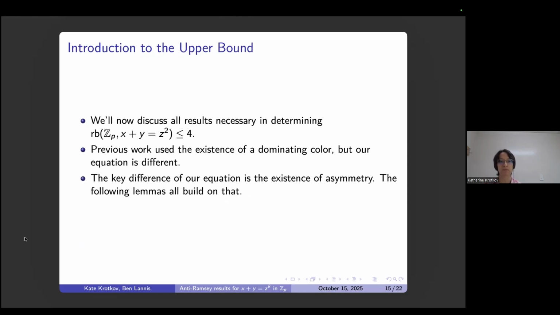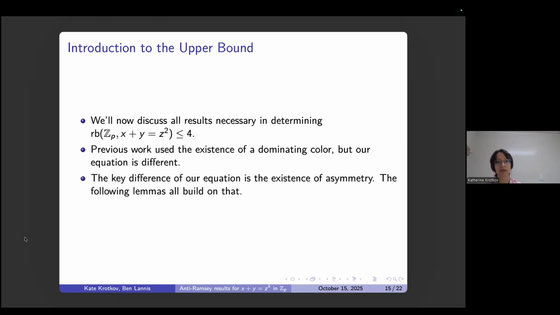Okay, and the upper bound was one of our more substantial results because it led us to the rainbow number directly for non-Fermat primes. And because every single other result in the literature has used the existence of a dominating color for the upper bound, they had more complicated lemmas building up to it as well, but every single one of those lemmas used the fact that there was a dominating color as a given.